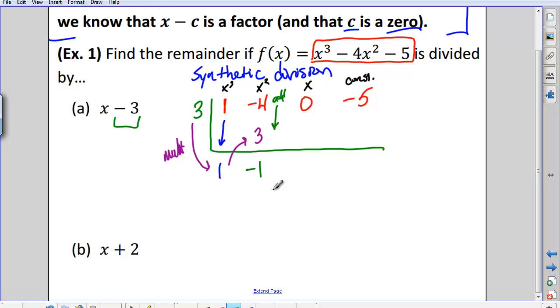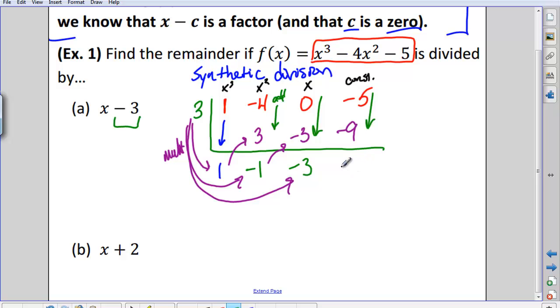So that's pretty much the process. You just keep doing that. Multiply 3 and negative 1, we get negative 3. If we then add, we get a negative 3. And then we just keep going. Multiply 3 and negative 3 to get negative 9. And then if we add those, we get a negative 14. So that's the process. Multiply, add, all the way across.